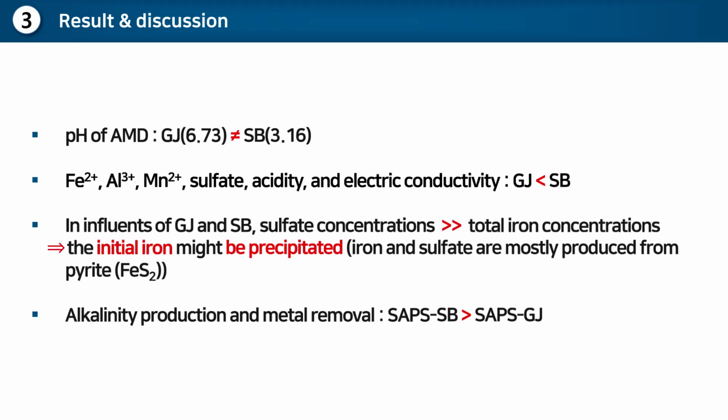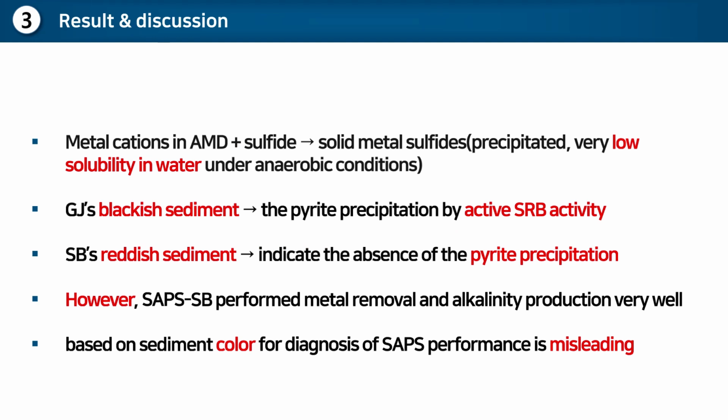In terms of alkalinity production and metal removal, the performance of SAPS SB was in the recommended performance ranges or exceeded them, while those of SAPS GJ were lower. Metal cations in AMD react with sulfide and precipitate as solid metal sulfides. These metal sulfides typically have a very low solubility in water under anaerobic conditions. The blackish color of the sediment from GJ demonstrated the pyrite precipitation.